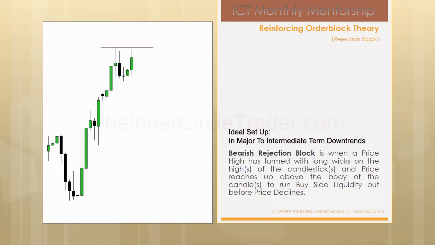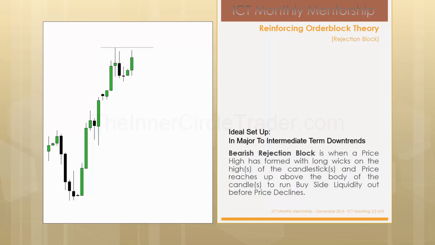Okay, we're going to talk about a bearish rejection block. And before we get into it, the ideal setups are found in major to intermediate term downtrends, and the bearish rejection block is when a price high has formed with long wicks on the high or highs. It can be more than one candle that forms a high of the candlestick or sticks, and price reaches up above the body of the candle or candles to run the buy side liquidity out before the price declines.